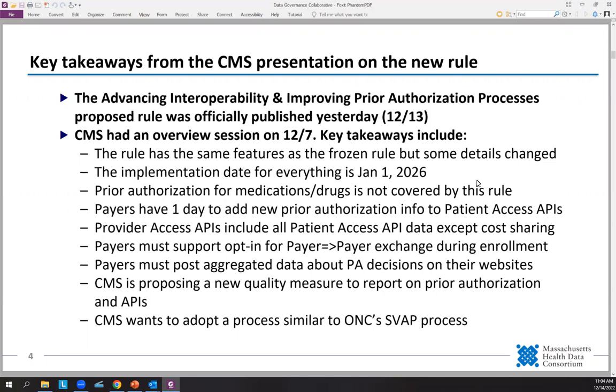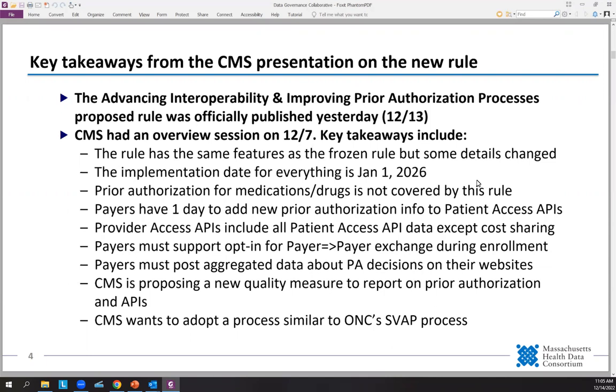And of course, on the prior authorization side, it includes a process which is very similar to the Da Vinci process, but does not actually require the use of the Da Vinci implementation guides. So any questions about the really overall overarching view of the rule before we go into some more of the details?